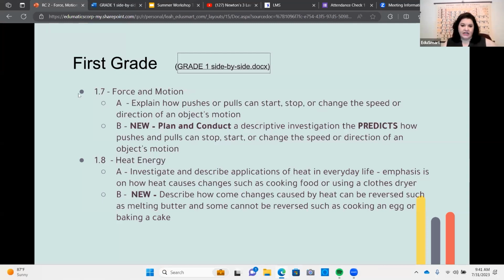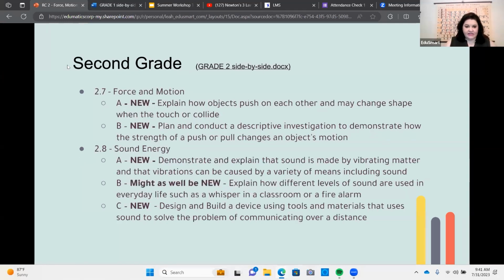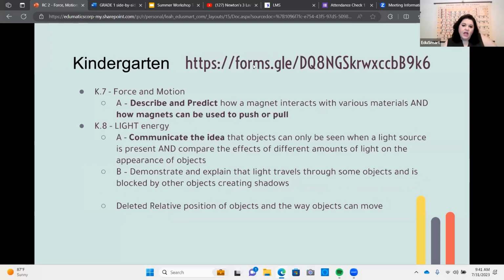So for each grade level, you have a link to that side by side. But we're also going to talk about the main changes for each one. This is where you're going to get your vertical alignment. This is the explain piece of our instruction so that you can really understand what is changing and how.